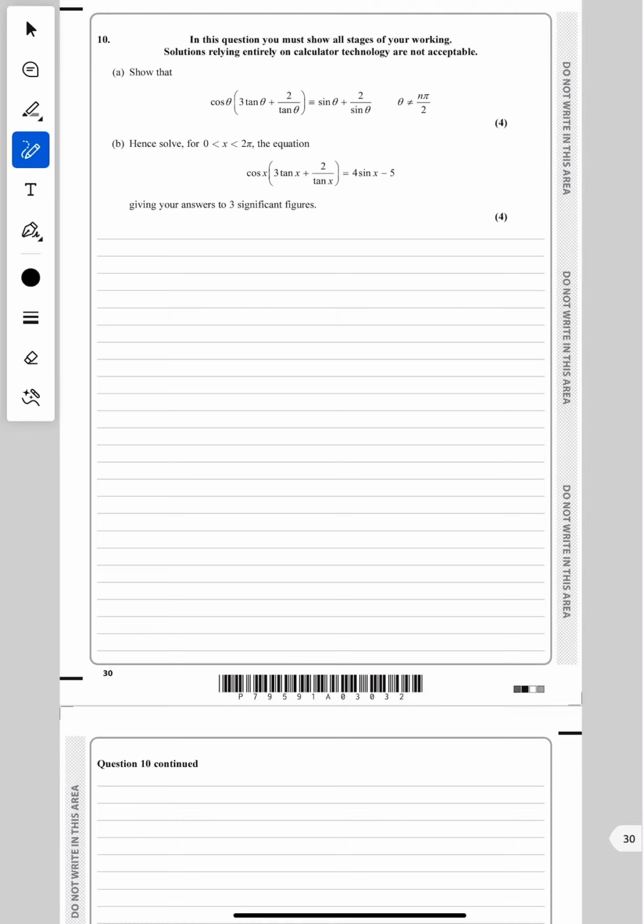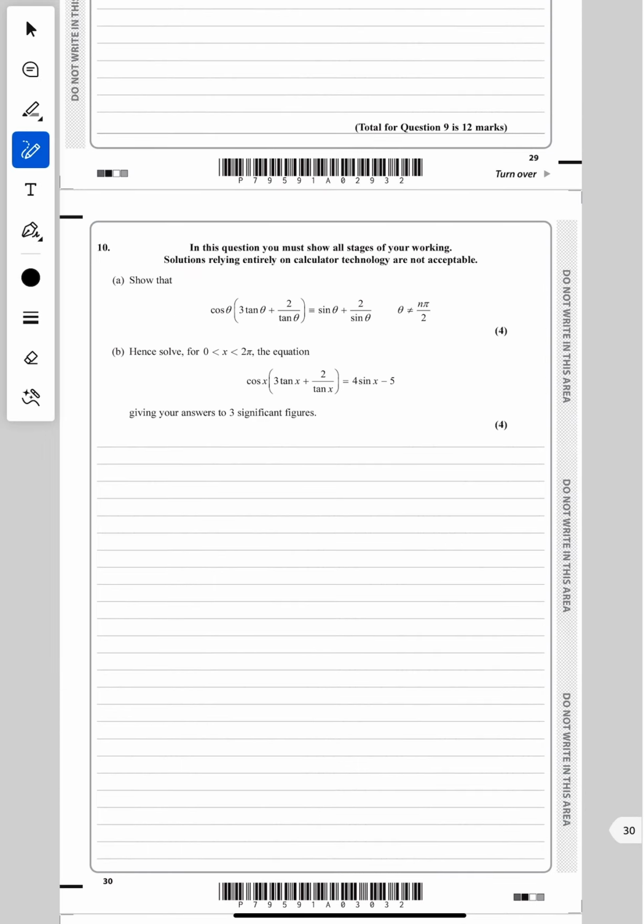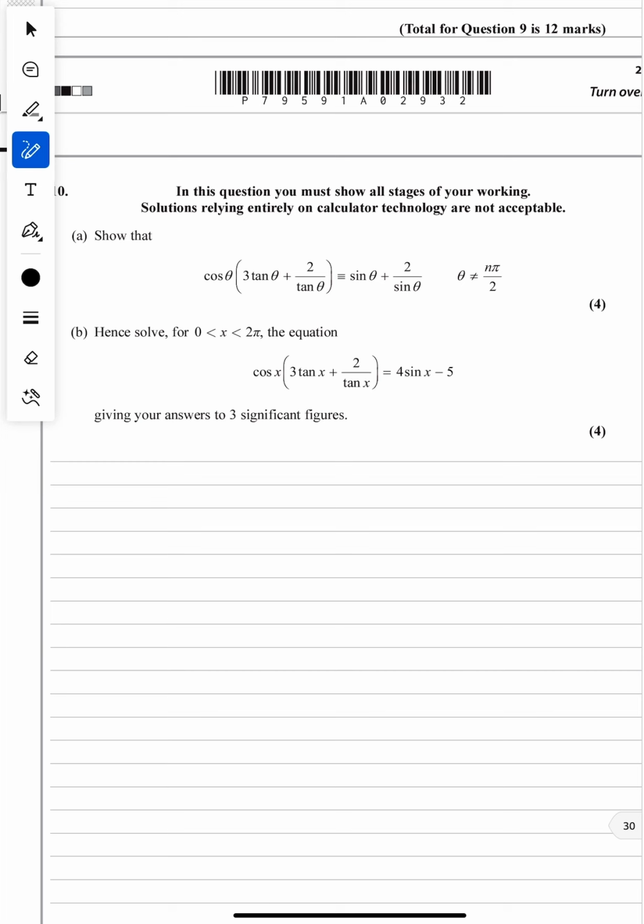Last question then is trigonometry. So first a show that question and then a solving equations. So show that. Let's start with the left-hand side. You can start with either, but I'm going to start with left-hand side.